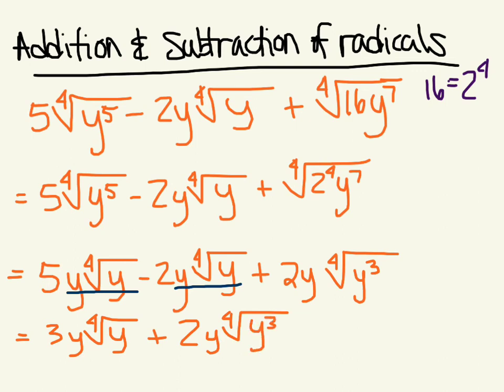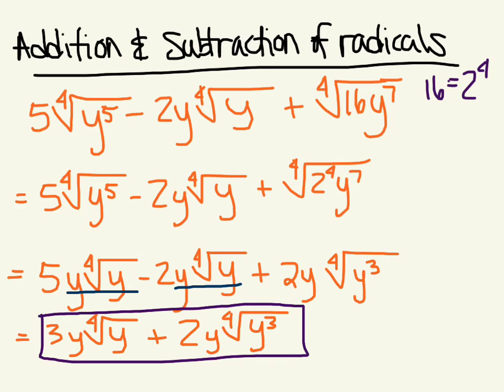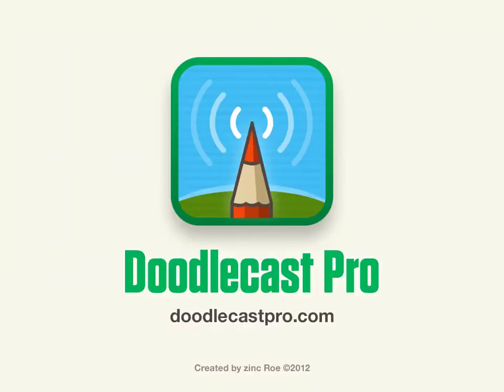We cannot add these together because in order to add radicals together, they must have the same index of 4, which they do, but they also must have the same power, the same radicand. The whole radicand inside has to be the same, and in this case it's not, because this radicand has a power of 3. So that means that we are now done, and this is our final answer.